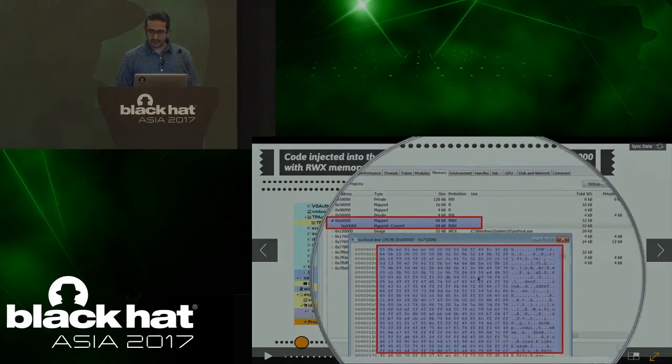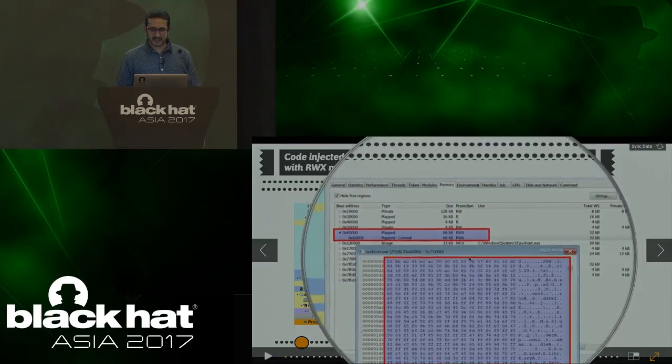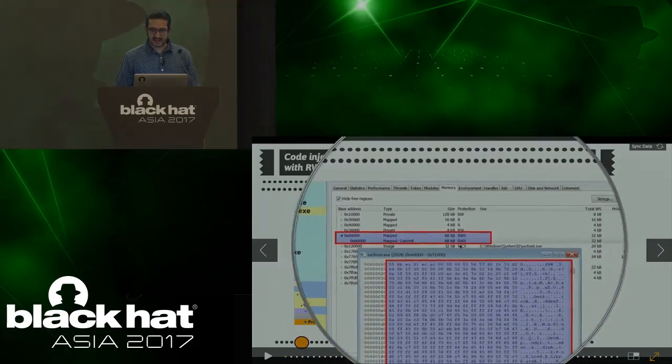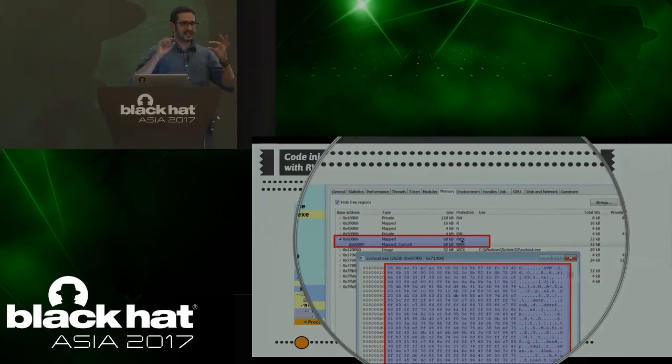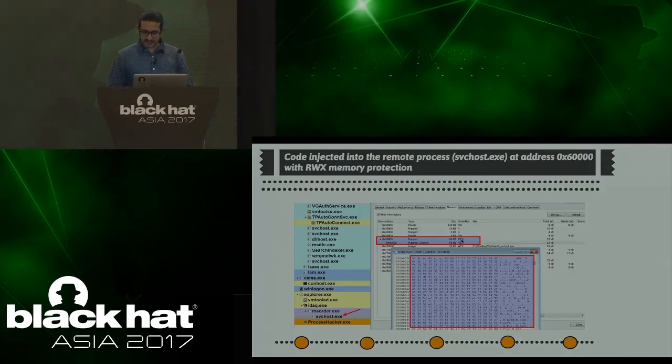First it injects code. Here, this is the code. It injects into this region. Notice this memory region has read write execute permission, right? Even the code that is injected has read write execute permission.